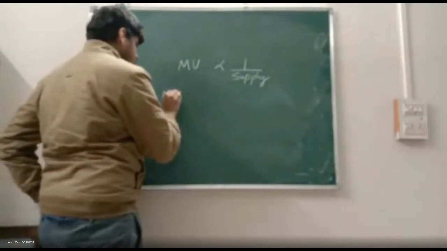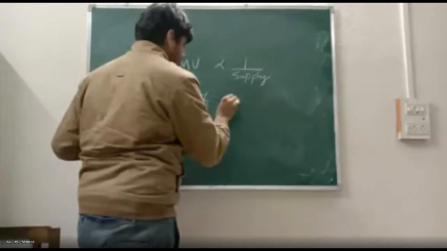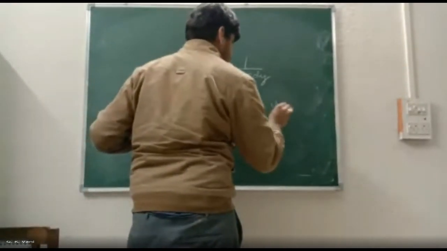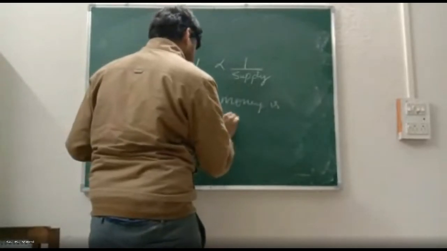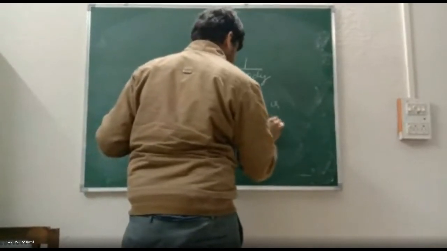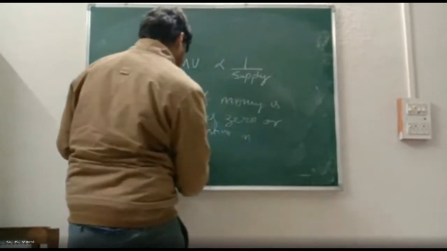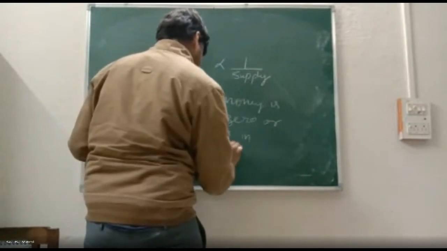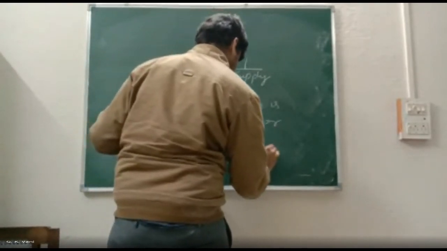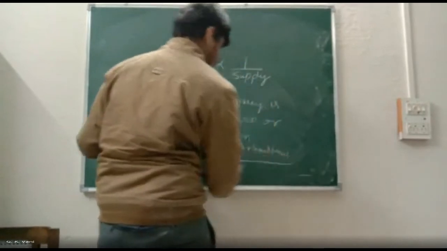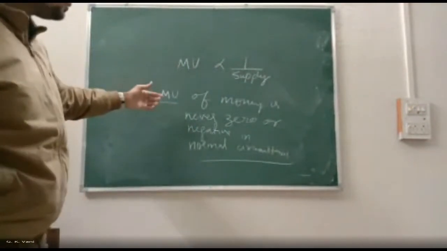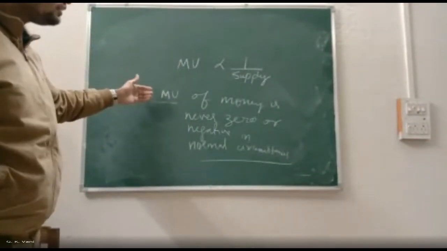Okay. So what is important here to understand is that marginal utility of money is never zero or negative in normal circumstances, unless something called demonetization happens. So unless that is the case, marginal utility of money is never zero.